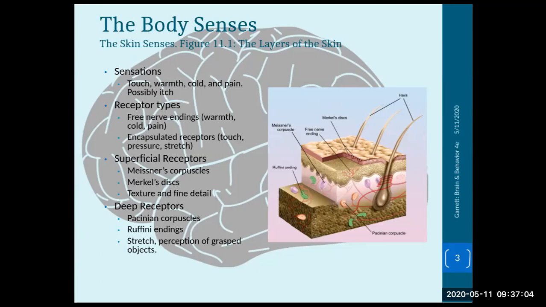Pacinian corpuscles and Ruffini endings are more about stretching, the perception of being able to hold your hand out and grab a pen out of my hand, and being able to tell that you've actually grasped the object or if it's fallen through your fingers. So stretching, grasping, grabbing, holding, right? Those types of things are the deeper receptors, Ruffini and Pacinian. And just being able to tell what it is by touching it, knowing if it's barely a tap or harder, things like that would be the superficial Meissner and Merkel.